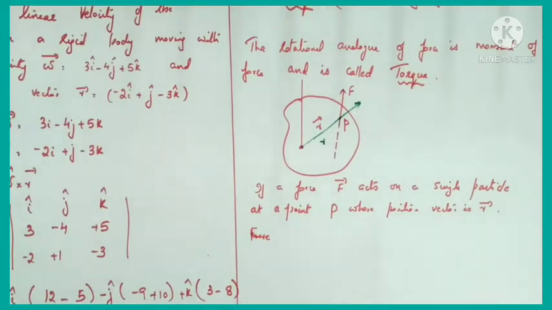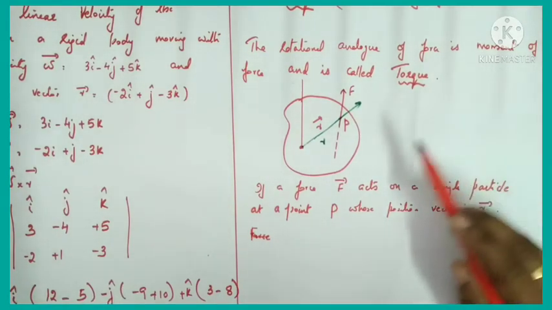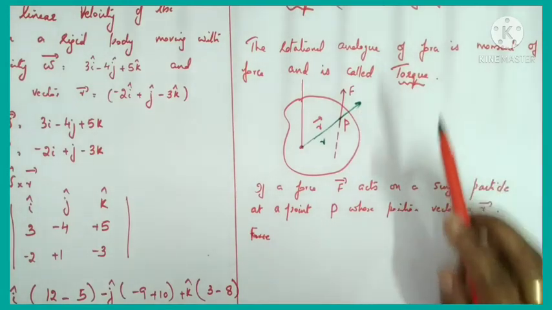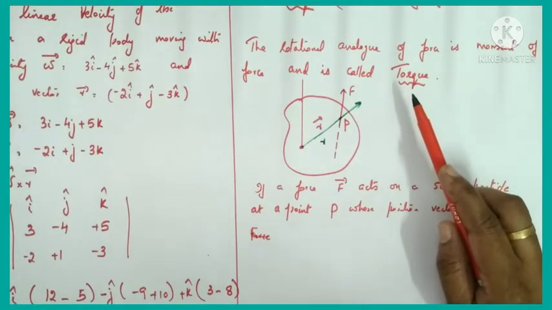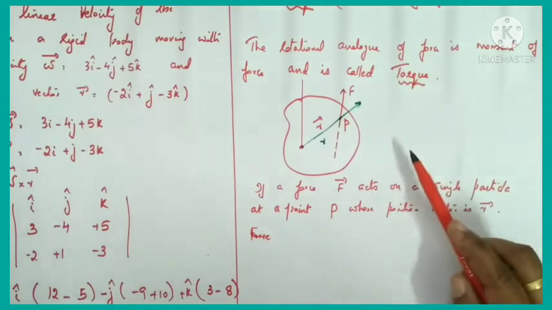Now, torque is defined as the rotational analog of force. The rotational analog of force, the moment of force, is called torque. In linear motion it is called force, and the corresponding quantity in rotational motion is called torque. So that is the rotational analog of force.